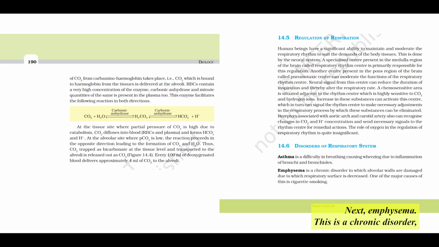Next, emphysema. This is a chronic disorder, meaning it develops slowly over time and is long-lasting. It's often grouped with chronic bronchitis under the umbrella term COPD, chronic obstructive pulmonary disease. The core problem in emphysema is damage to the alveolar walls. These delicate walls break down, leading to larger irregular air sacs instead of the tiny efficient clusters.